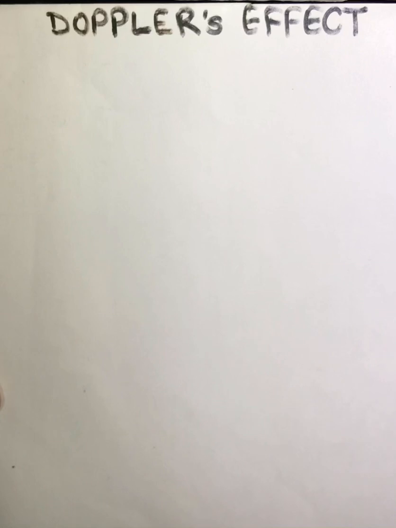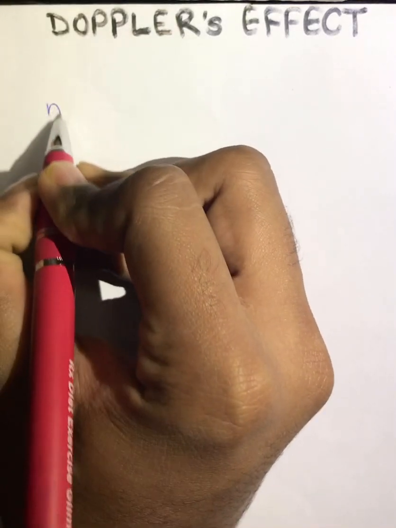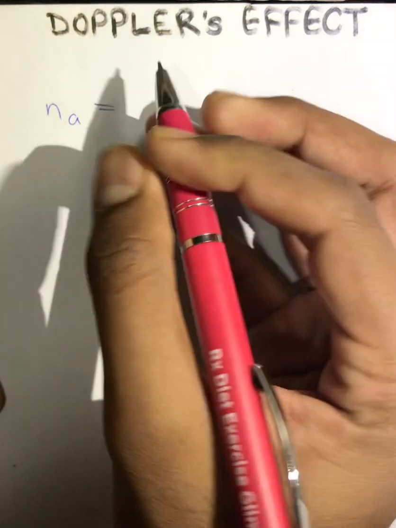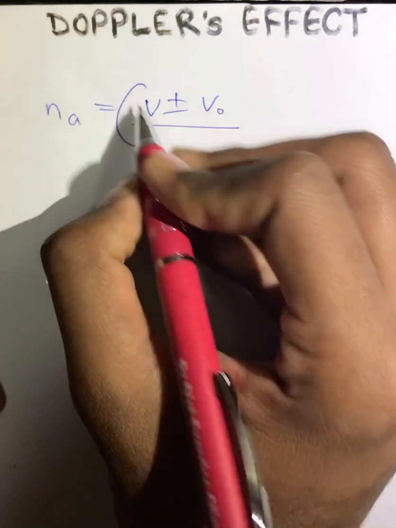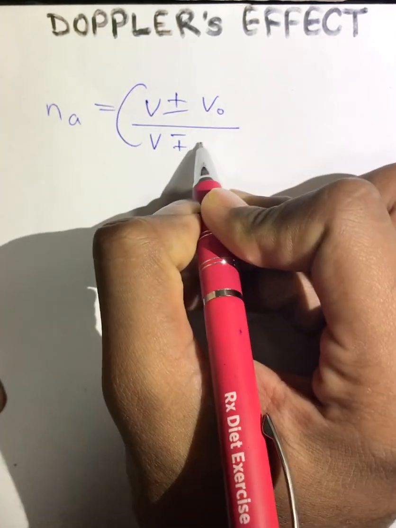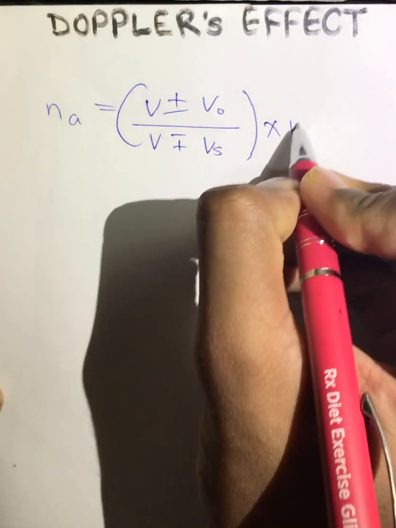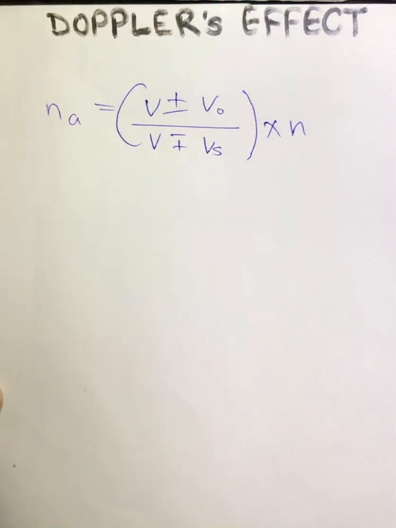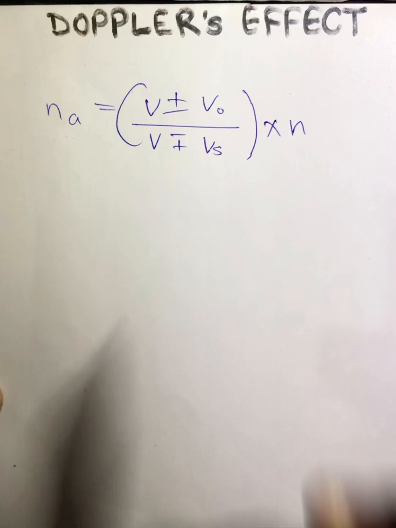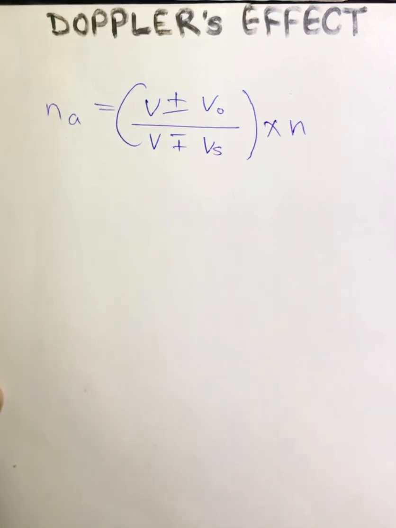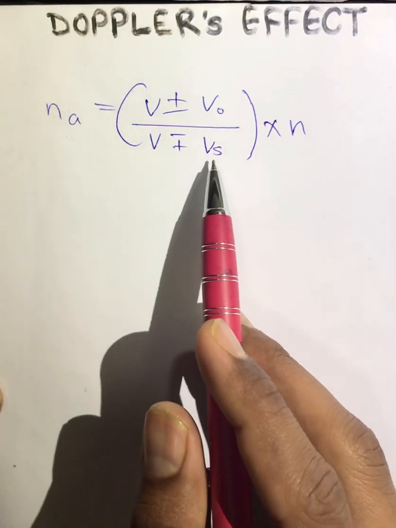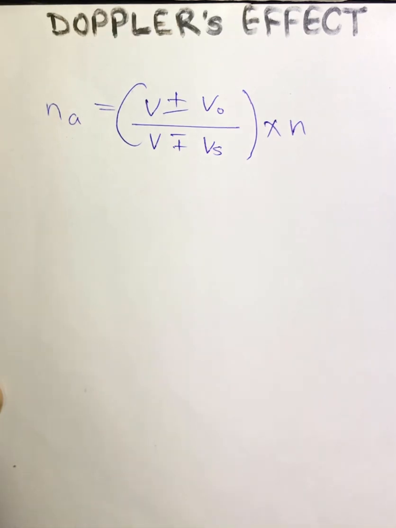Now, for calculating the apparent frequency, which is nothing but Na, the formula is Na = (V ± Vo) / (V ∓ Vs) × N, where Na is the apparent frequency, V is the actual velocity of the sound, Vo is the velocity of the observer, V is again the actual velocity of the sound, Vs is the velocity of the source, and N is the frequency of the sound, that is the actual frequency of the sound.